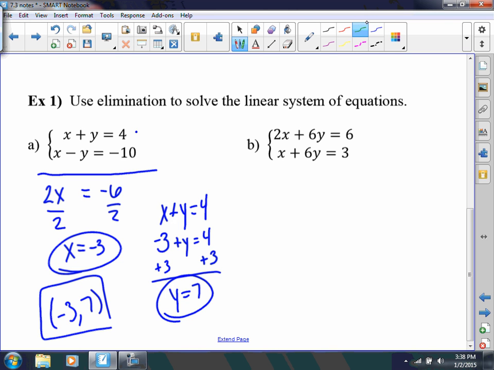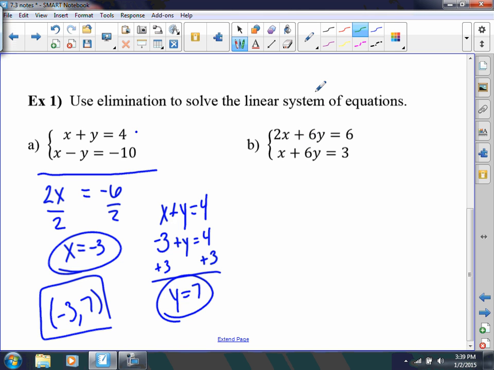Okay, so let's try that again in part B. Now everything's written correctly here. I have my x's and then my y's and then my numbers, so I don't have to rewrite anything. So now I'm going to look at my x's and my y's and see if I have the same number but with opposite signs. Now the x's, I have a 2 and a 1. Oof, not the same number, not opposite signs. So let's look at the y's. I have a 6y and a 6y. Oh, same number, but with opposite signs.